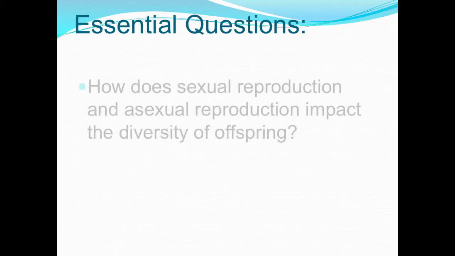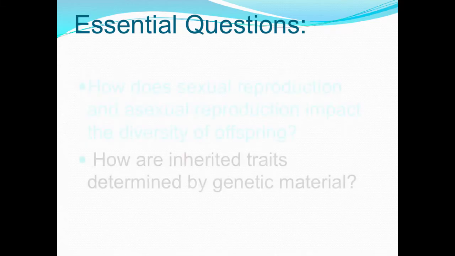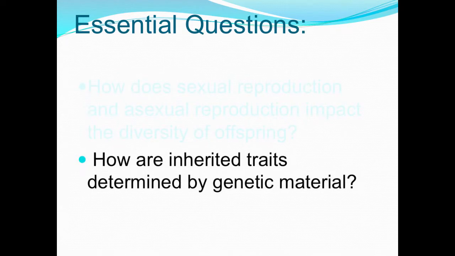All right, so essential questions that we're going to go over is how does sexual reproduction and asexual reproduction impact the diversity of offspring? You should have learned the terms sexual and asexual in sixth grade when you went over kingdoms. So now we're going to take that and talk about how it affects the diversity of offspring. And how are inherited traits determined by genetic material?